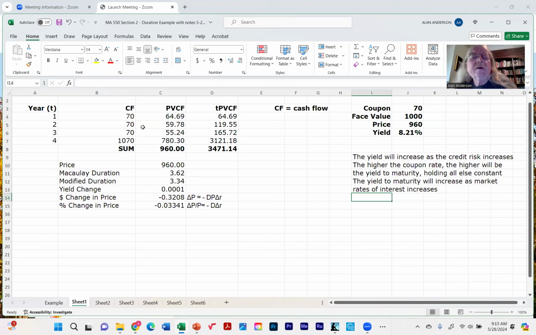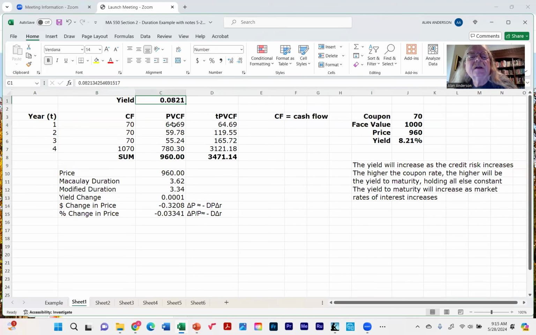Anyway, so what we have here in our chart is the cash flows. Now, the yield is what's determining these two columns. This PVCF stands for present value of the cash flows.